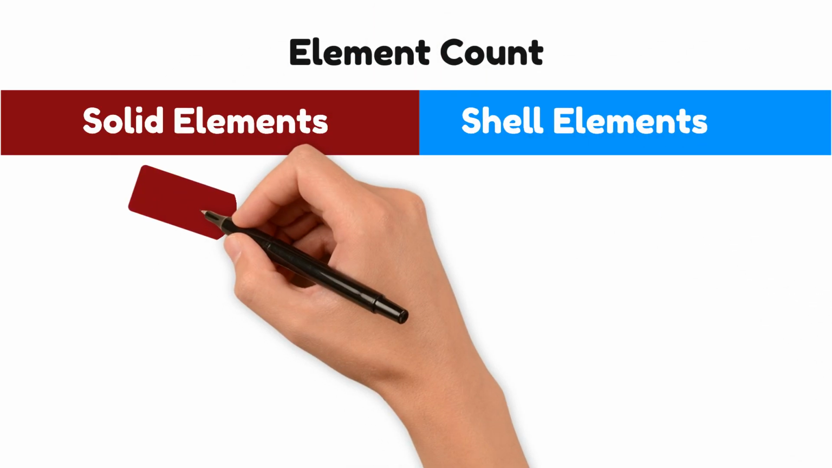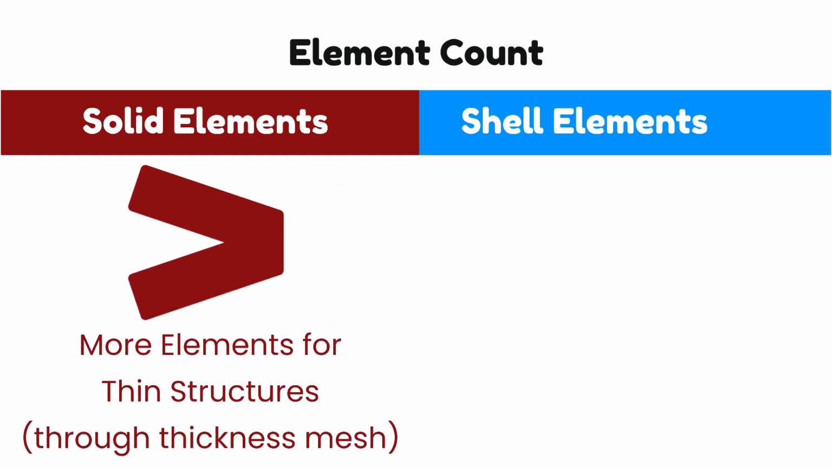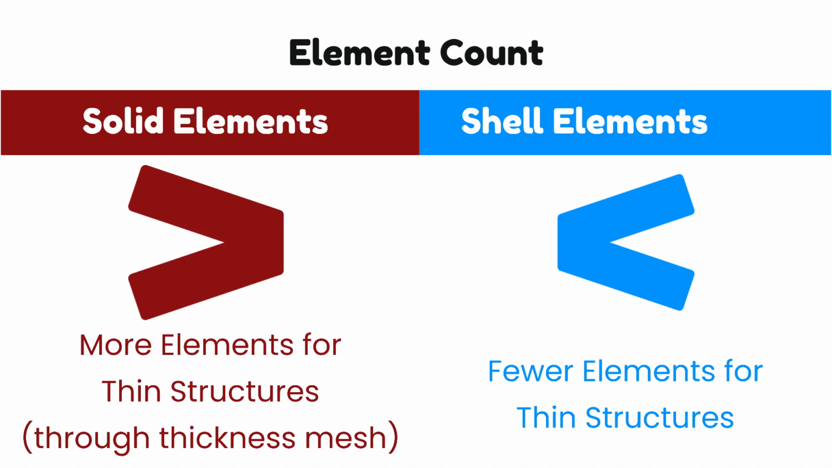Now let's talk about element count. This plays a huge role in computational efficiency. For solid elements, thin structures need many elements stacked through the thickness. That increases your total element count, and every element adds more equations for the solver to process. More equations mean more memory, more computation, and longer run times. Shell elements are much more efficient. You only need one layer of surface elements, even for large, thin parts. With fewer elements, the solver has less work to do, so your simulation finishes faster.